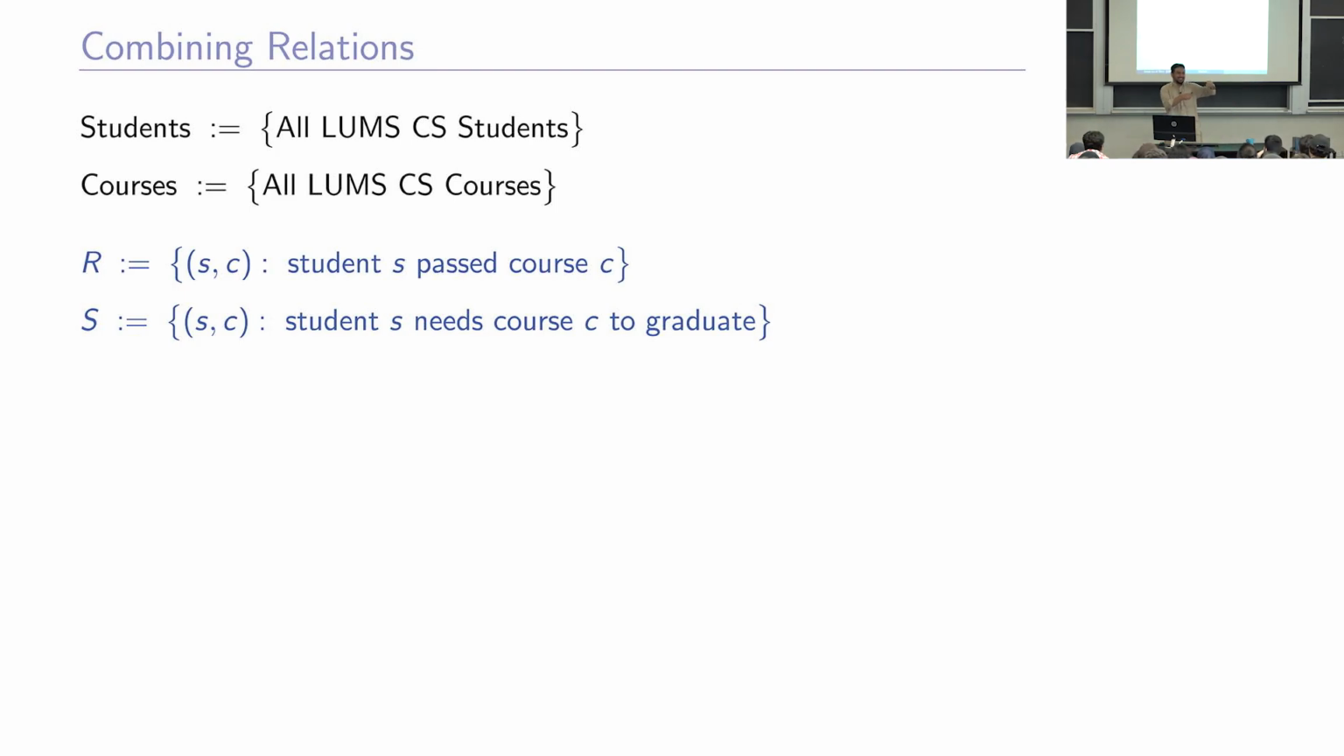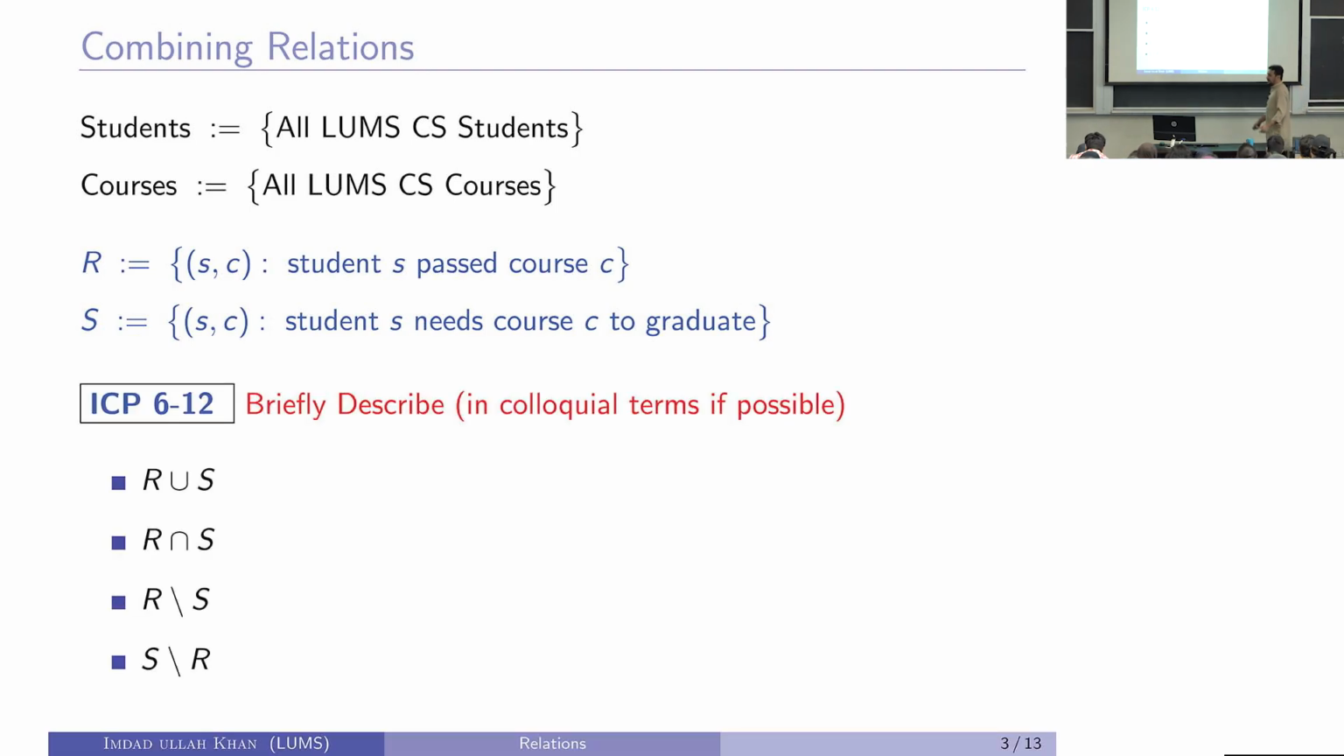So, R and S. Let's see how we can make these set operations and what they would signify. What will be R union S? It will be the set of ordered pairs where the first element is a student, the second element is a course, and either the student has passed the course or the student is required to pass the course. That is R union S.